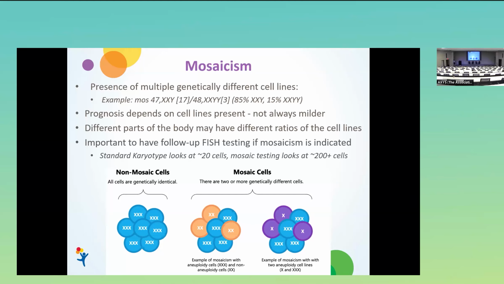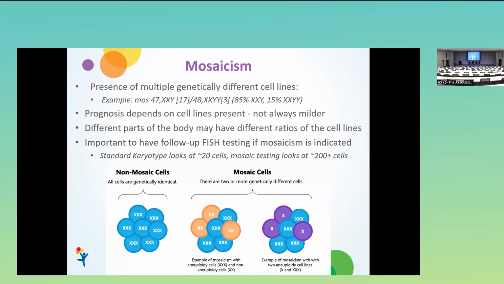It's important to note that mosaicism can happen for a lot of patients. One common belief is that if you are mosaic, you often will have milder symptoms. I want to emphasize that this is not always the case. It's a little bit more complicated, and the prognosis depends on what exact cell lines are present. So if you do have mosaicism, it's important to talk with someone like a genetic counselor or a geneticist just to better understand what follow-up care should look like.